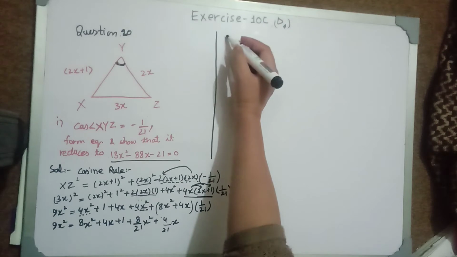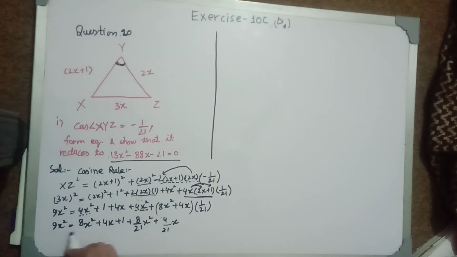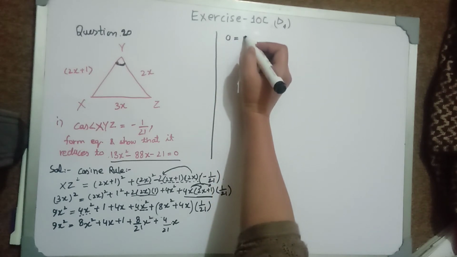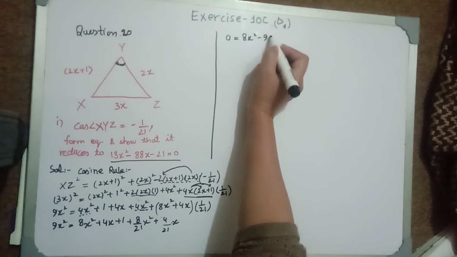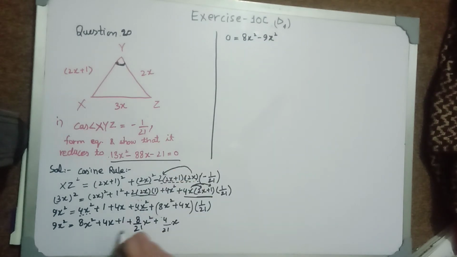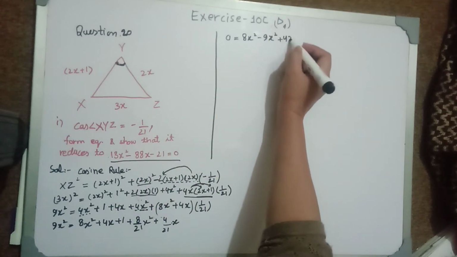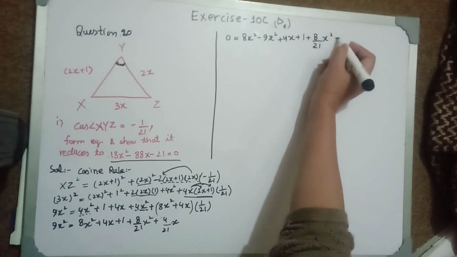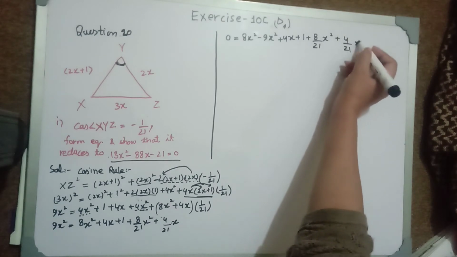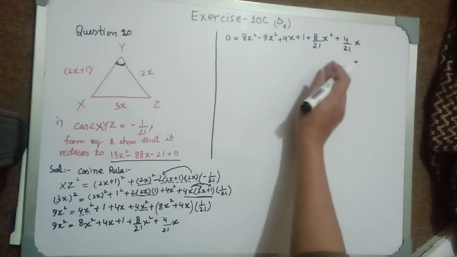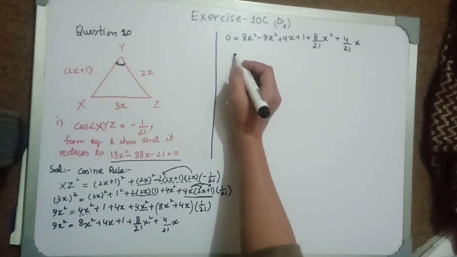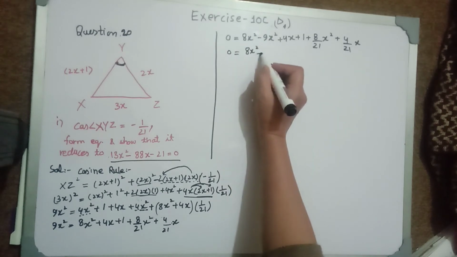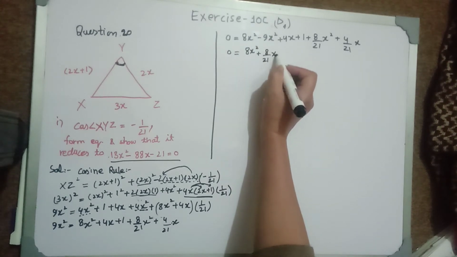So I'm going to write this equation over here, and I'm taking this 9x square on the other side of the equation. So I'll have 0 on this side, and here I will have 8x square minus 9x square plus the rest of the equation, which is plus 4x plus 1 plus 8 over 21 x square plus 4 over 21 x, right? So now I'm going to write the terms with similar variable together so that we can simplify them further. 8x square plus 8 over 21 x square, right?